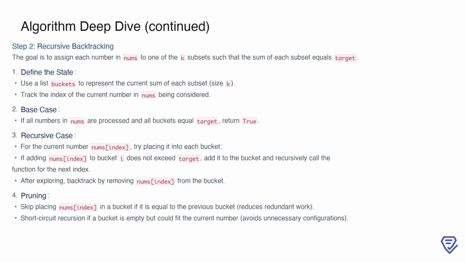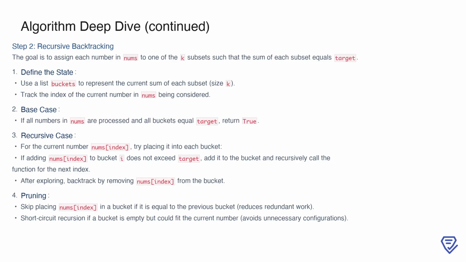The next step is implementing recursive backtracking to assign numbers to subsets. We represent the current state using a list of buckets, where each bucket tracks the sum of one subset. At each step, we consider the current number from the array and attempt to place it into one of the buckets. The base case of our recursion occurs when all numbers have been processed, and every bucket exactly equals the target sum. If this condition is met, we return true.